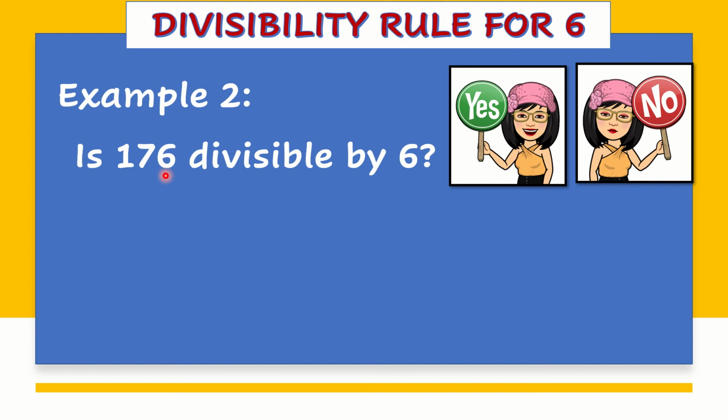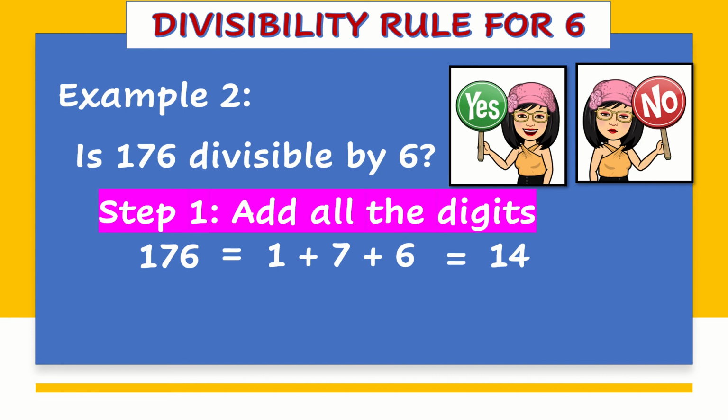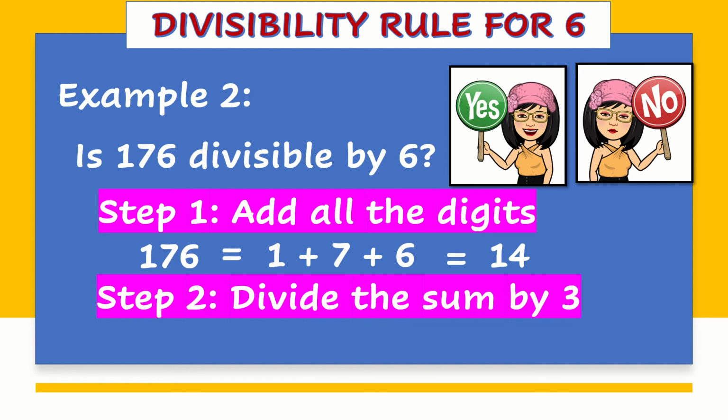Example 2. For the divisibility rule for 6, is 176 divisible by 6? We will see here first, 176, the last digit or the ones digit is 6. So therefore, it is divisible by 2. We will find if it is also divisible by 3. Step 1, add all the digits. 1 plus 7 plus 6 equals 14. Step 2, divide the sum by 3.